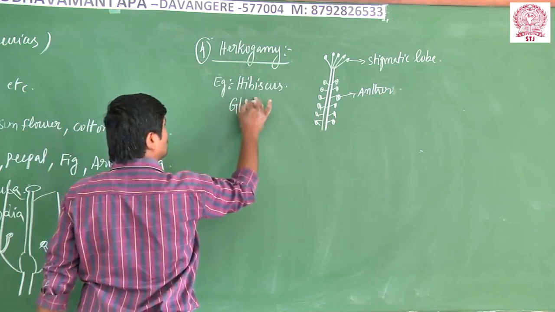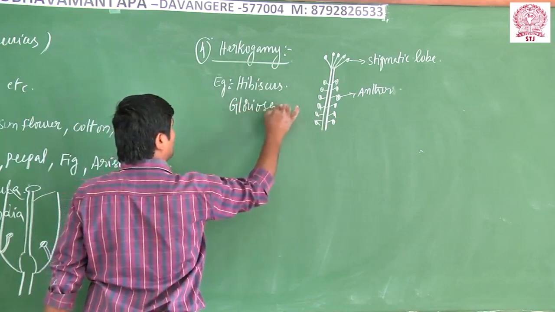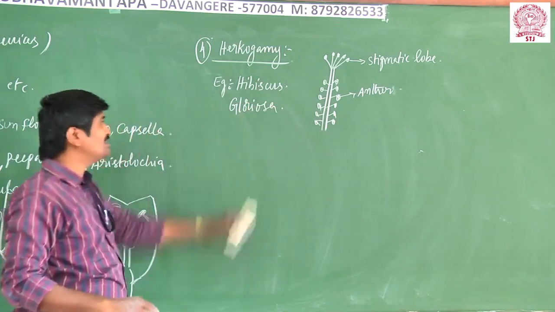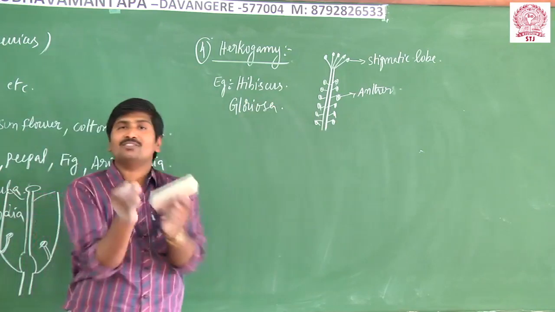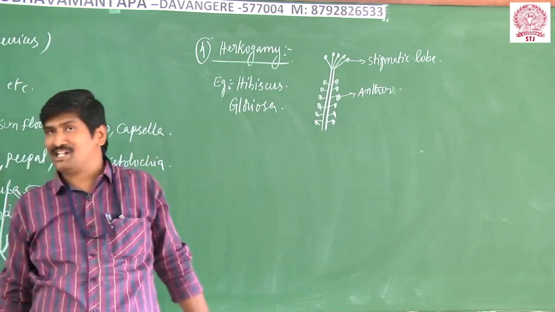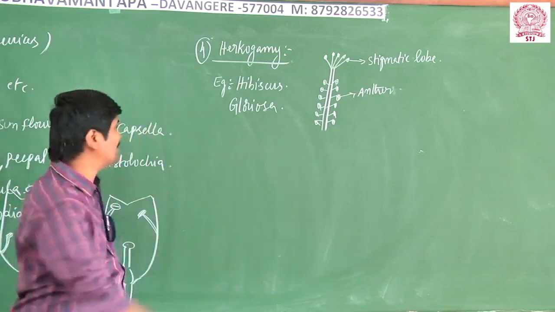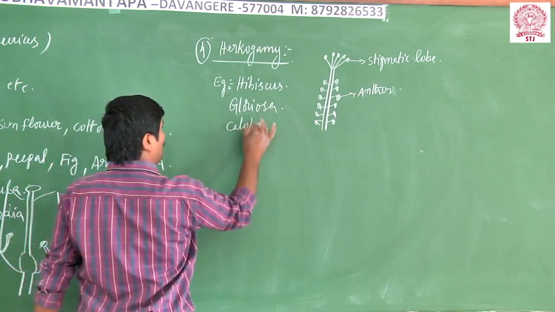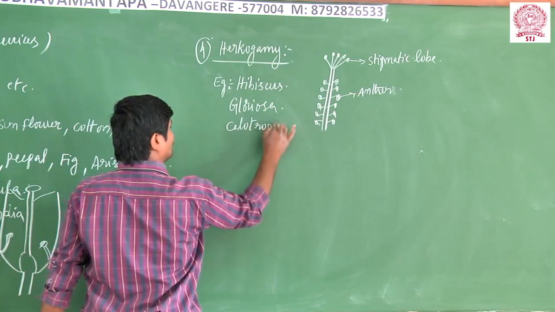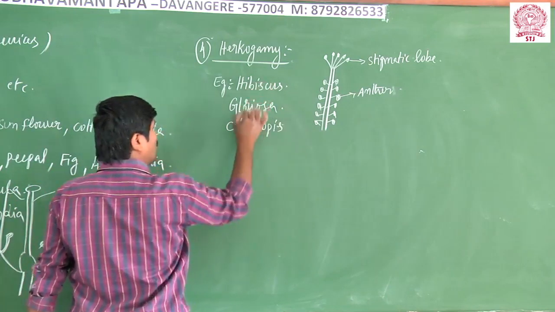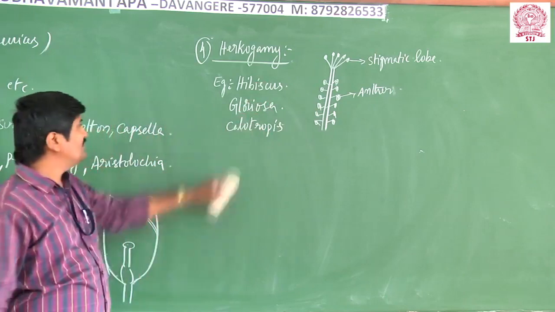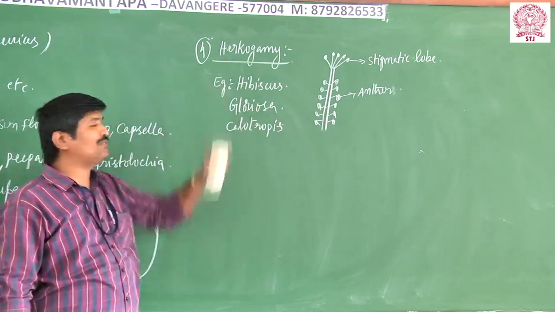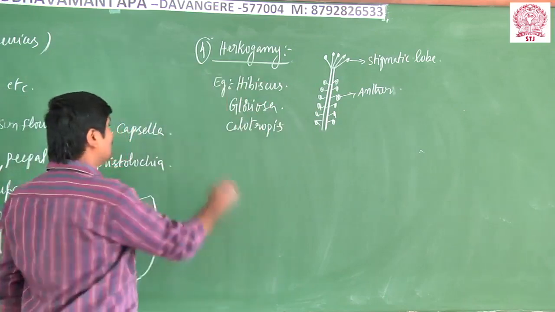Second one, gloriosa. Here in gloriosa, the stigmatic lobe and anthers are arranged in opposite directions in bisexual flowers. Next one, calotropis. Hibiscus, gloriosa, and calotropis. So these three are examples for hercogamy.